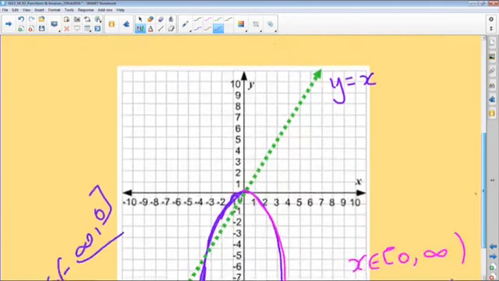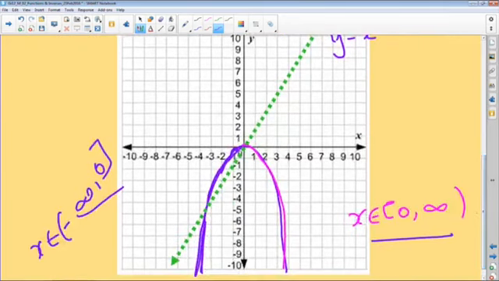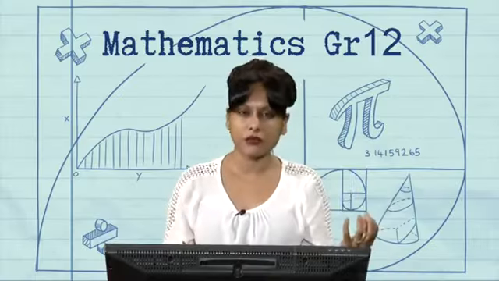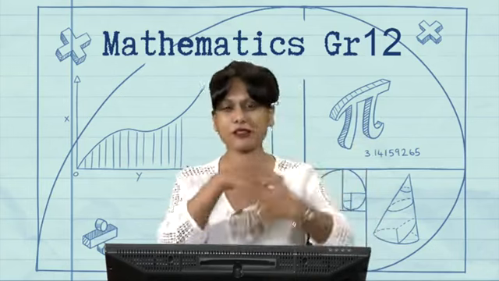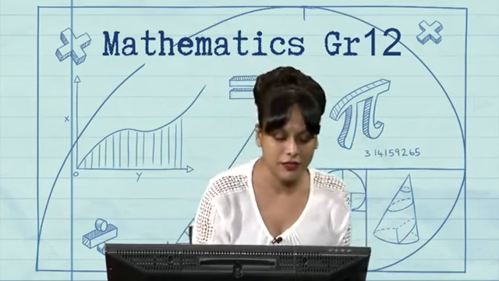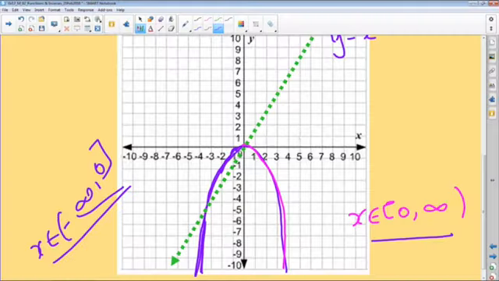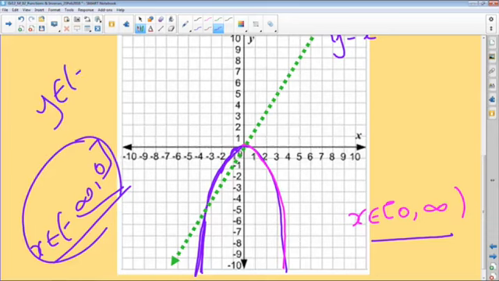Now the inverse graph. Remember, everything swaps around when you deal with your inverse. The domain of the original becomes the range of the inverse, and the range of the original becomes the domain of the inverse. If I'm restricting to x as an element from negative infinity to naught, that's going to become the range, so y is an element from negative infinity to naught. That is going to become the range of the inverse graph.